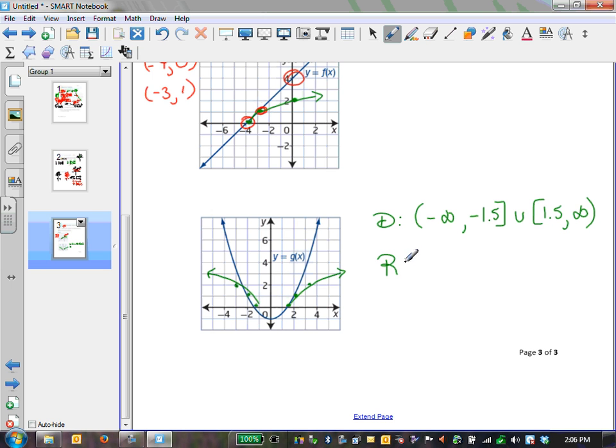Range. Do I need to do 2 parts for the range? No, because they're the same on both sides. So range is going to be 0 to positive infinity. Yeah, I'm confused with this. Okay, what are you confused about? There's a gap. We have no values in between here and here. The graph does not exist right there. Why? Because what's on my y values? They're all negative. And we know that we can't have a radical graph where y values are negative.